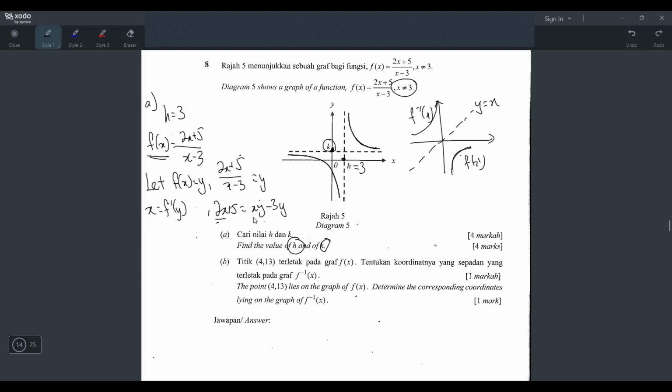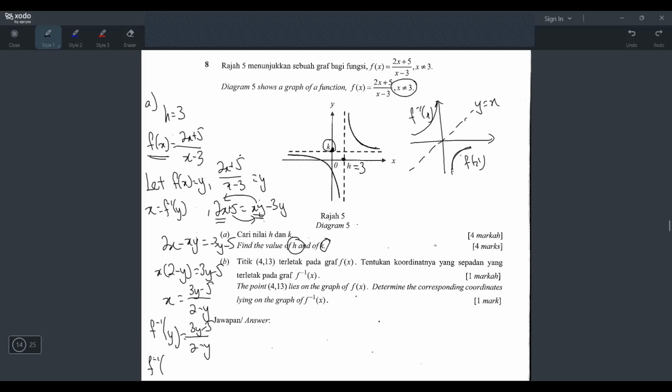So how can I find x now? I will collect everything that has x together. So it will become 2x, plus xy moves there and becomes minus xy, equals negative 3y is here. Plus 5 can move there and become minus 5. And since I'm finding x, I will factorize out the x. So you will be left with 2 minus y here, equals 3y minus 5. So your x is actually 3y minus 5 divided by 2 minus y. And x is actually your f inverse. So f inverse of y equals 3y minus 5 over 2 minus y.